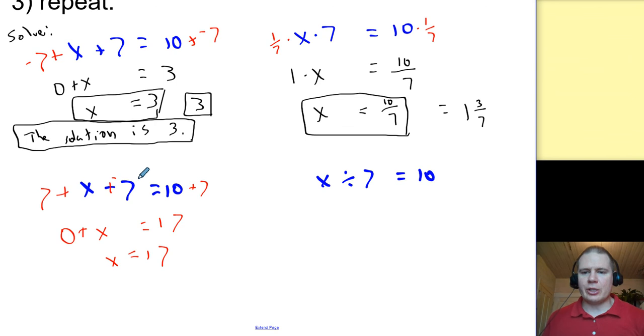17 minus 7 is 10. 10 is equal to 10. I can check this. 3 plus 7 is 10. 10 is equal to 10.